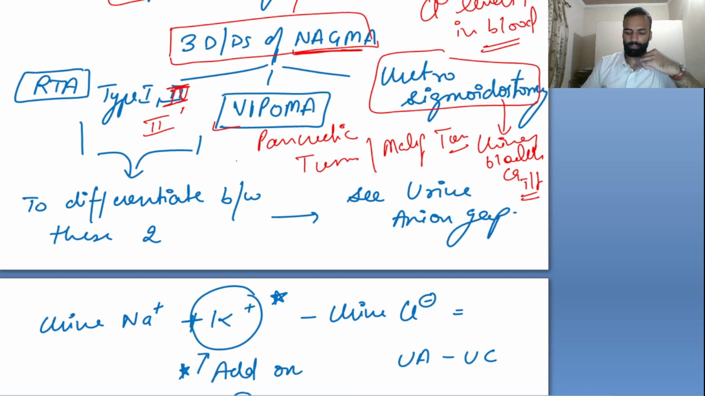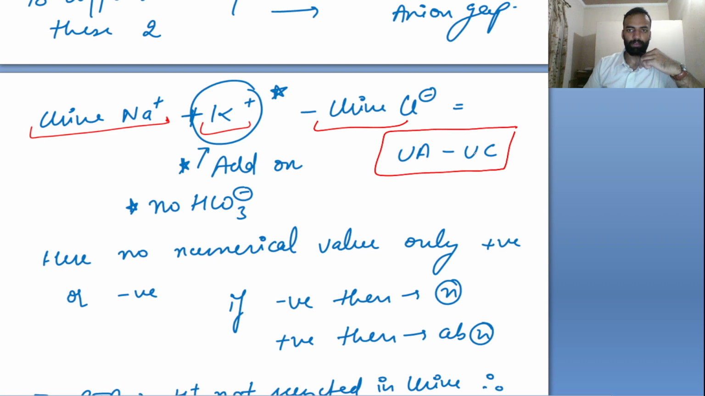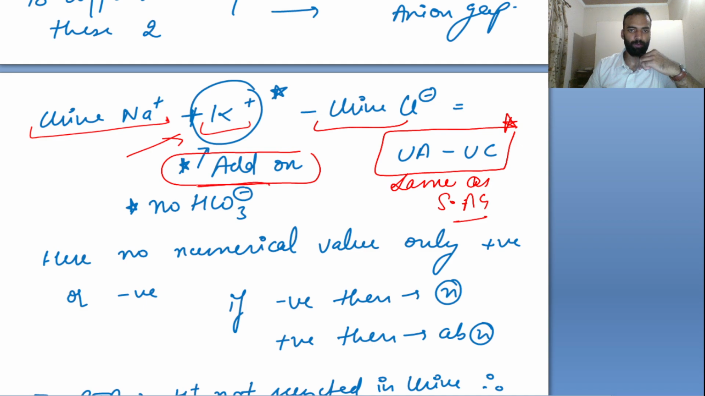So how will we differentiate? We will see the urine anion gap. First we see the serum anion gap, then we go to the urine anion gap. In the urine anion gap, we have urine sodium plus potassium minus urine chloride equals unmeasured anions minus unmeasured cations. This is the same as the serum anion gap, but now you can see that potassium has been added, but there is no bicarbonate.